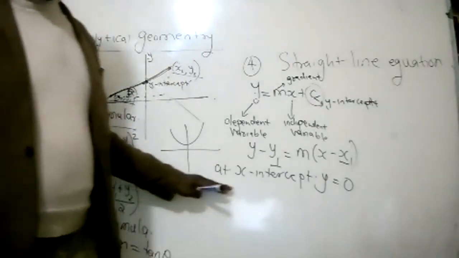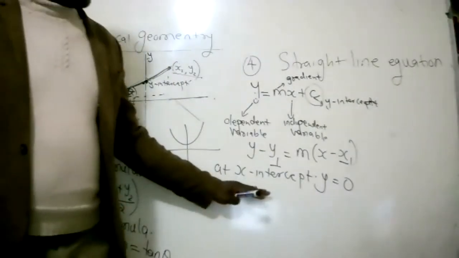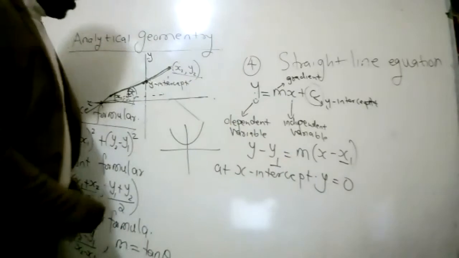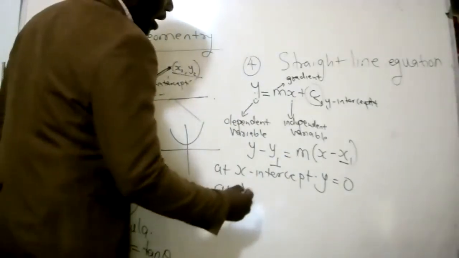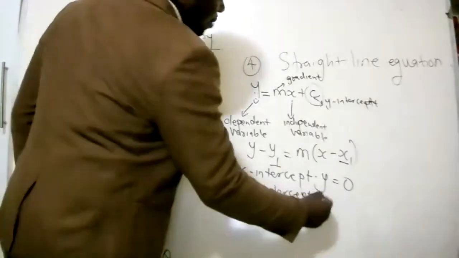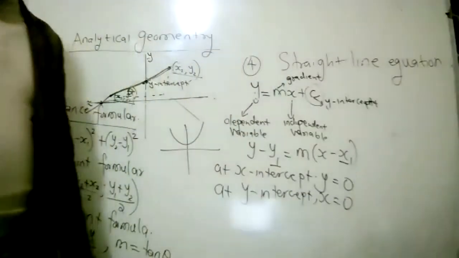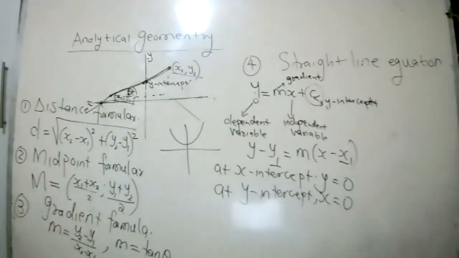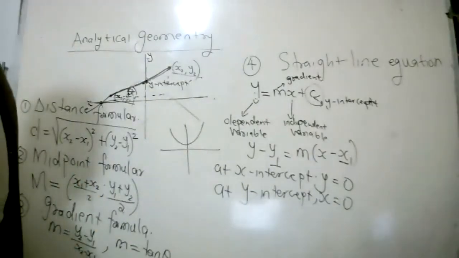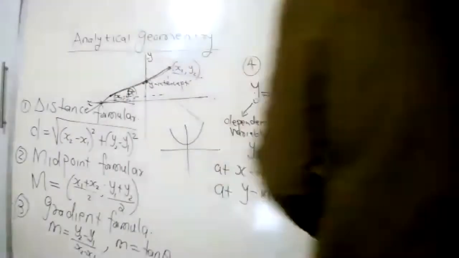So as I was saying, we have x-intercept, which we get when y is equal to 0. We also have the y-intercept. So it's vice versa. At y-intercept, x is equal to 0. At x-intercept, y is equal to 0. So those are important information which you must take note of. So we have 1, 2, 3, 4 formulas. We also have the last one, which I want to show you.